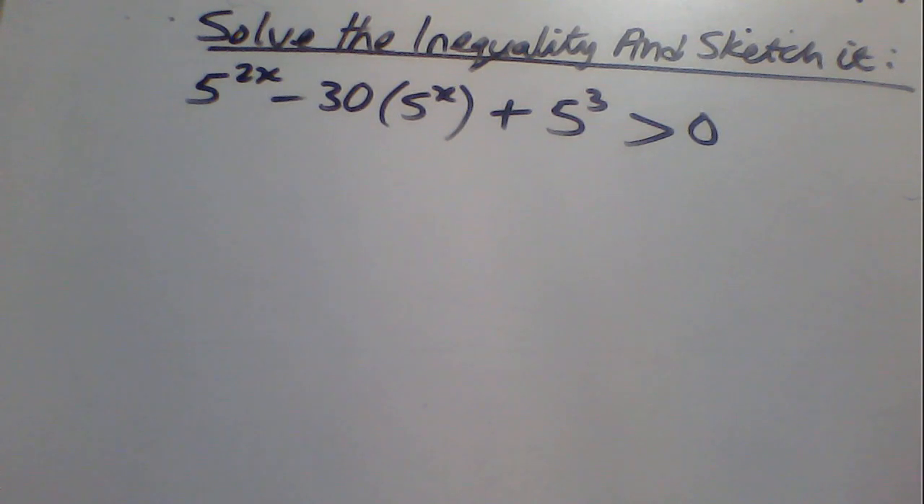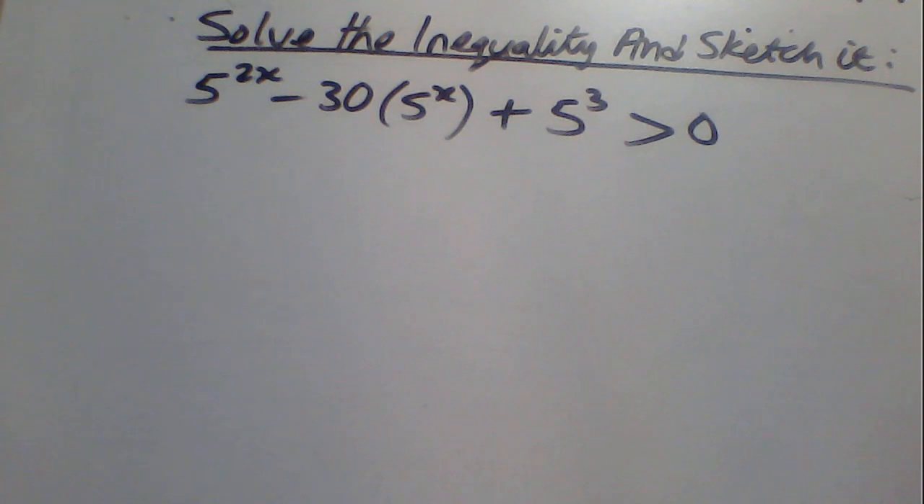Alright, you are required to solve the inequality and then sketch it. Good day, student. This inequality you see has a base of 5. So as you have seen it, 5 to the power of 2x minus the product of 30 and 5 to the power of x plus 5 to the power of 3 is greater than 0. So how do you solve this type of inequality?